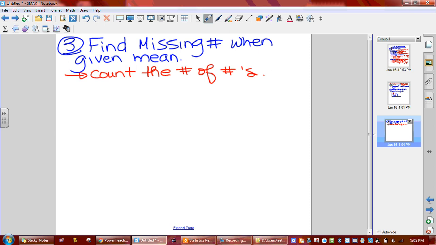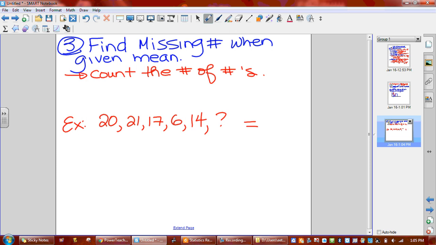So let me just do a little example of a set of numbers. So if I say I've got the numbers 20, 21, 17, 6, 14, and something else, and I know my average is 15. My average is 15, and these are the numbers they gave me, but I have a missing number. I need to know how to figure that out. Okay? So that's what it's talking about.